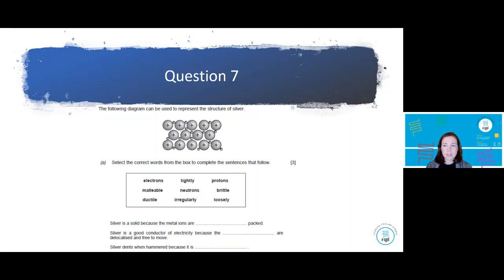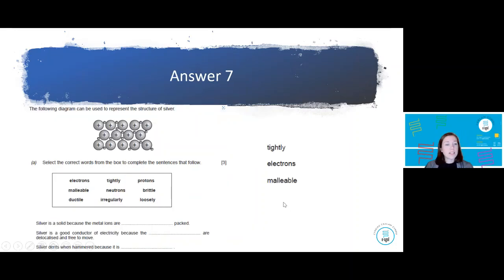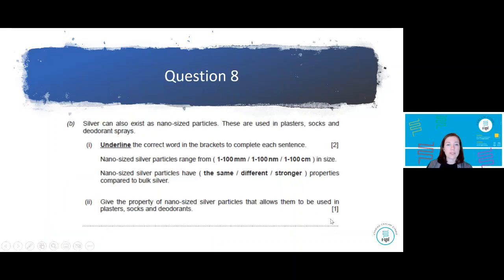Okay. Hopefully that was a nice, easy one for you. Let's have a look at the answers. Silver is a solid because the metal ions are tightly packed. Silver is a good conductor of electricity because the electrons are delocalized and free to move. And finally, silver dents when hammered because it is malleable. Well done if you got those.